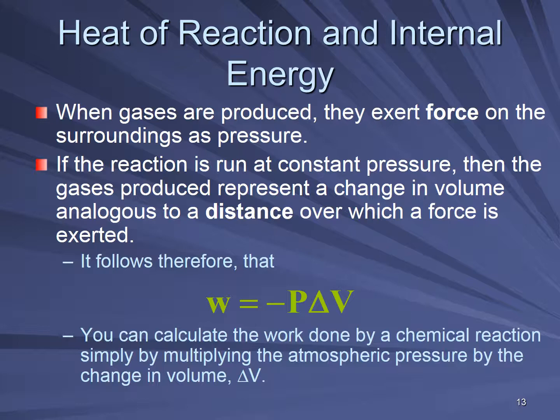Now, why is it negative? It's negative because the work is done by the system onto the surroundings. So that's why it's negative. And then P, because it's constant, is just the constant pressure. And then delta V is the change in volume that happens during the reaction.